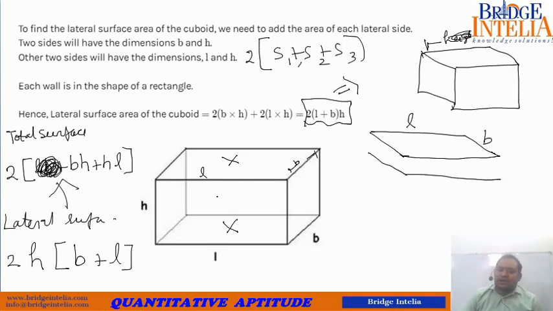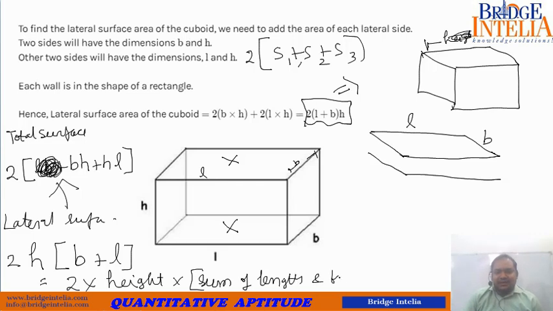So the formula for lateral surface area of a cuboid is equal to 2 times height into the sum of length and breadth. So this is twice into height into the sum of length and breadth, isn't it? Please remember this. This is a very commonly used formula. If you remember this, you would be able to solve in like 30 to 35 seconds.